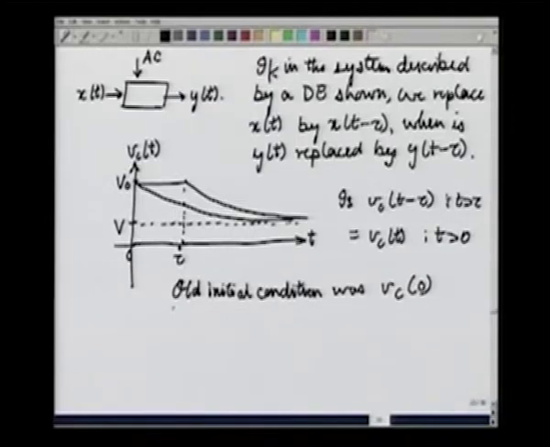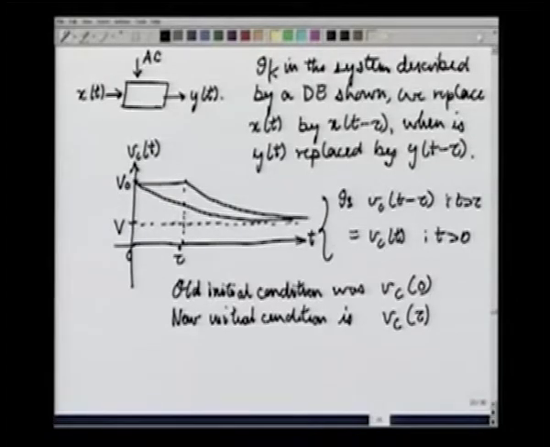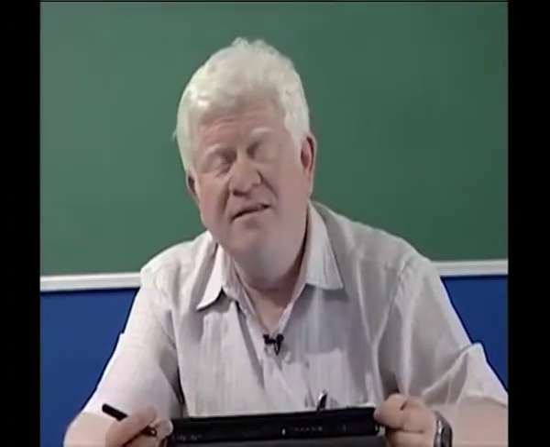The new initial condition is Vc at tau. Having done this, it does turn out that this property is satisfied, that the system is behaving as a time invariant system. This means, or rather this at least suggests, that certain things need to be done about the auxiliary condition as well.